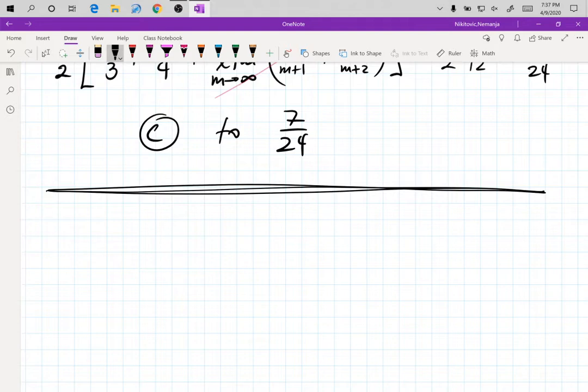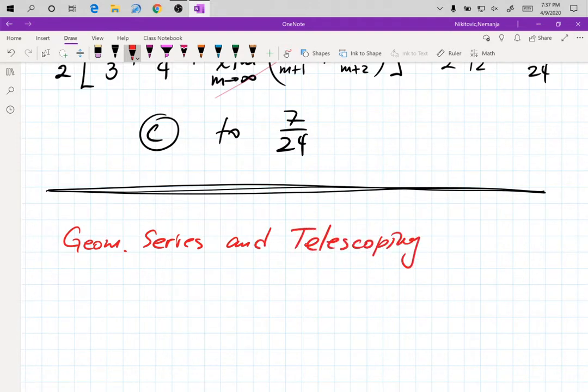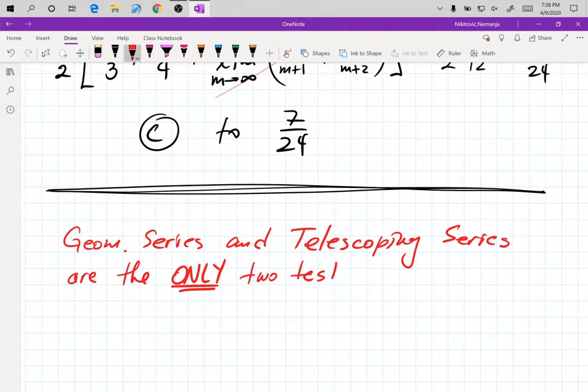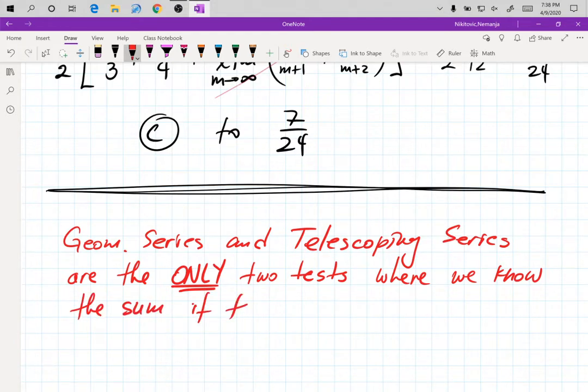The goal for today is to learn 2 out of 10, and I told you that they are going to be special, and those are the first 2 that we did. So here I'll write it in blood. Why are these 2 special? Geometric series and telescoping series are the only 2 tests where we know the sum if they converge.